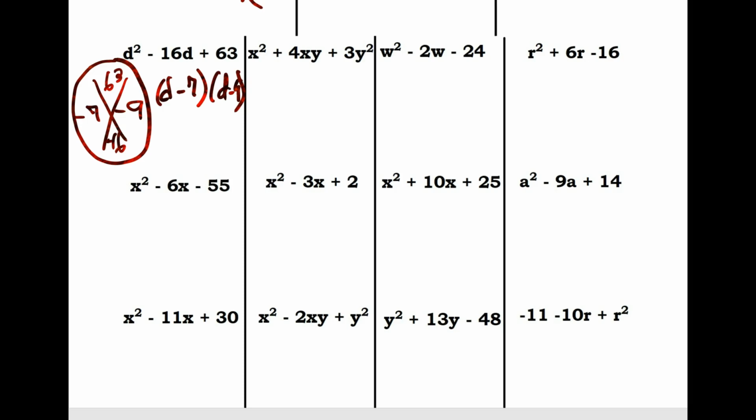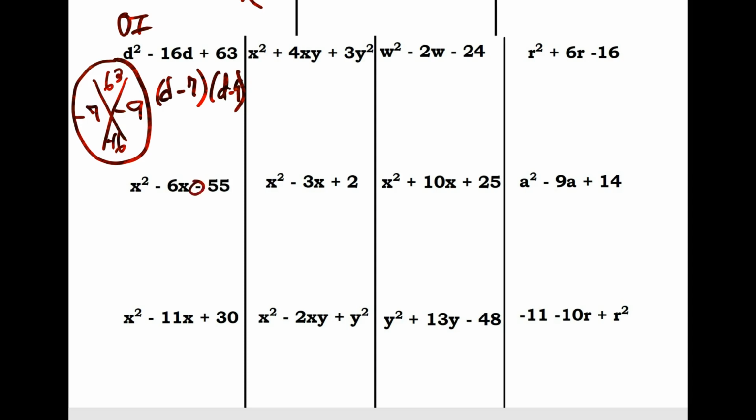All right? And we can use the OI, which is the outer and inner term, to check to make sure we're right. So negative 7 times negative 9 is 63. That's how we know we're right there. And negative 7d and negative 9d, outer and inner, should equal negative 16d. Okay. All right, so look at this one.